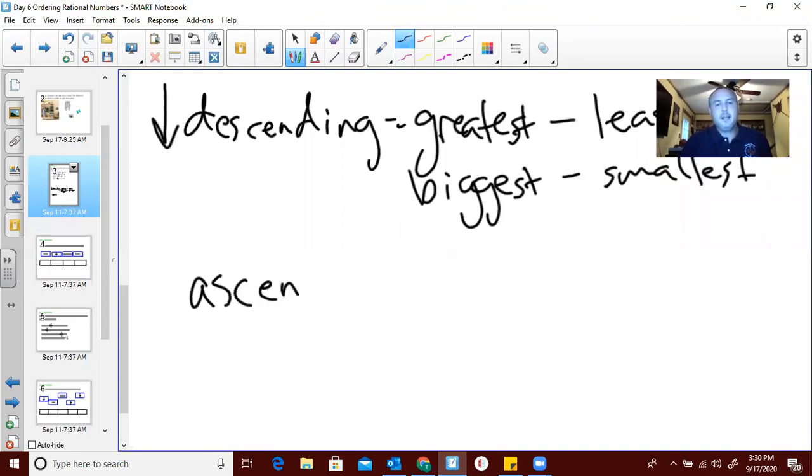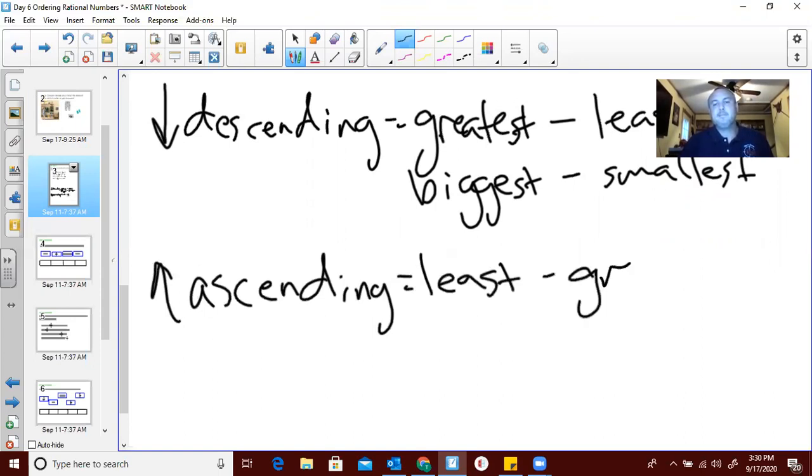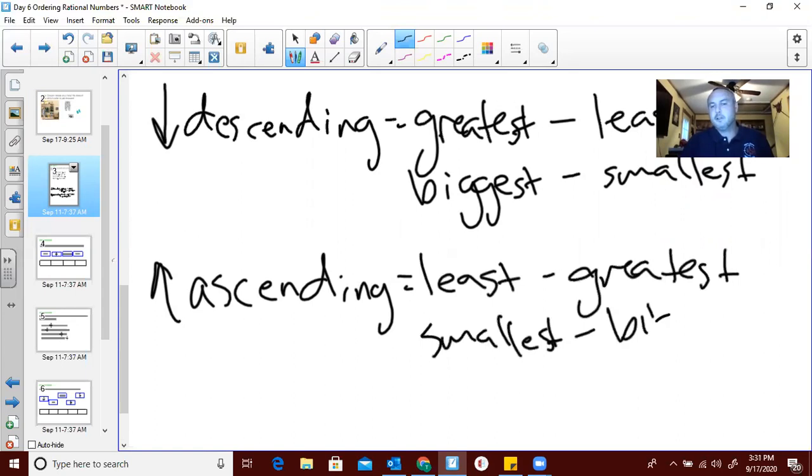All right, and then on the opposite end of that, we have ascending. Now I'm only 95% sure I'm spelling this right. Ascending is going to go up. It's the opposite of descending. So we'll have from least to greatest, or smallest to biggest, or largest, however you want to say it. All right, so we just need to remember these two words, descending and ascending.